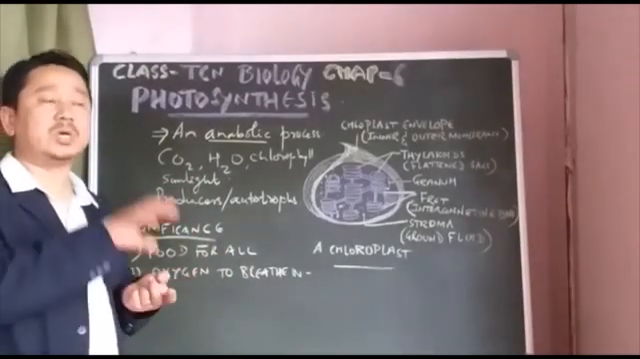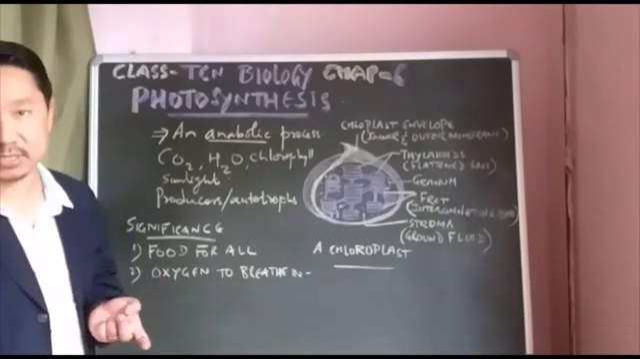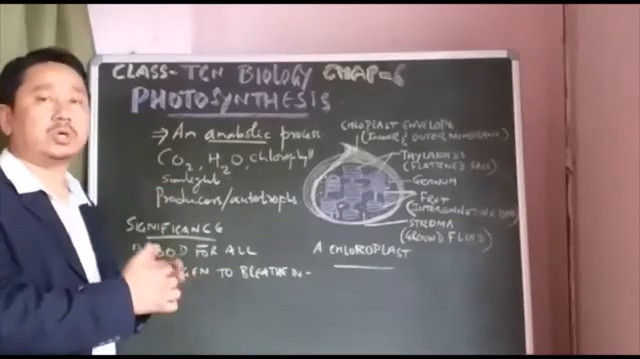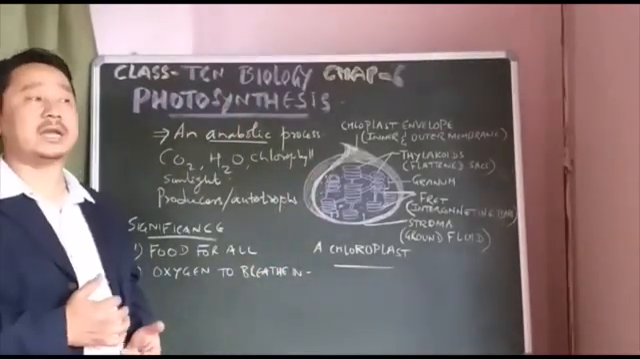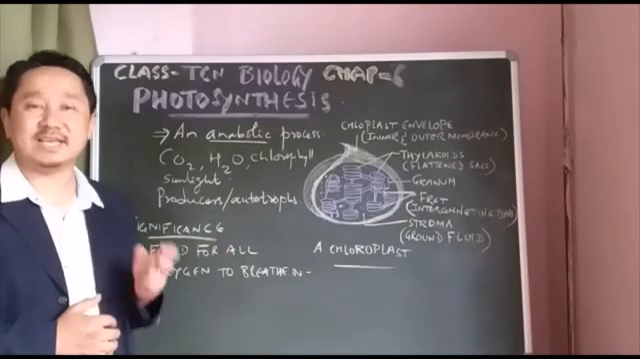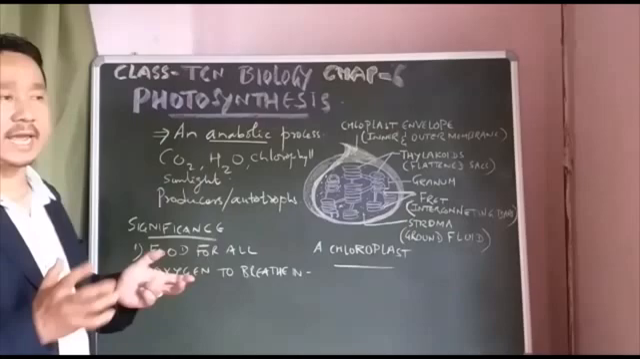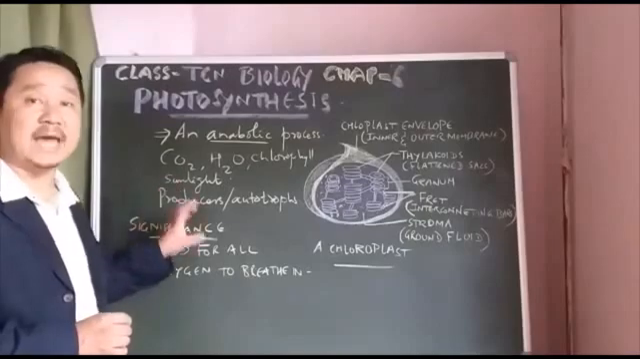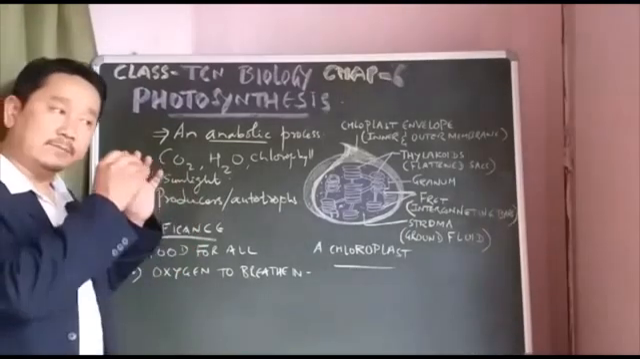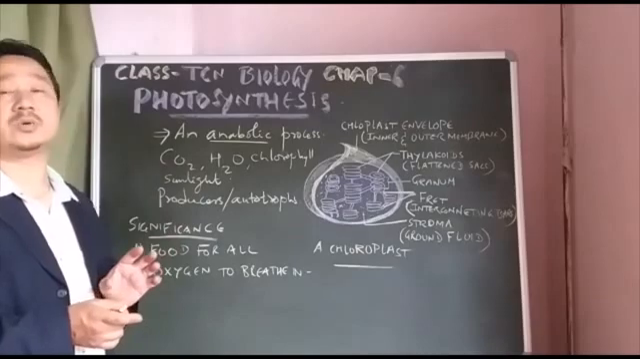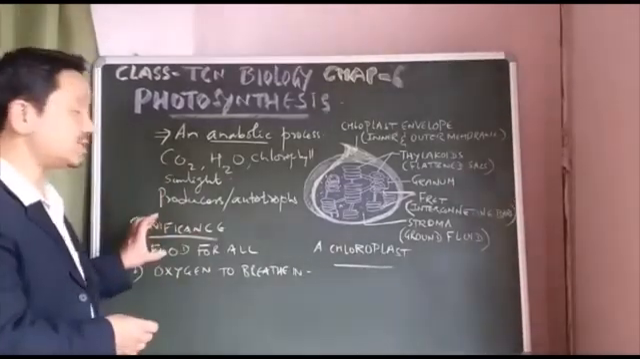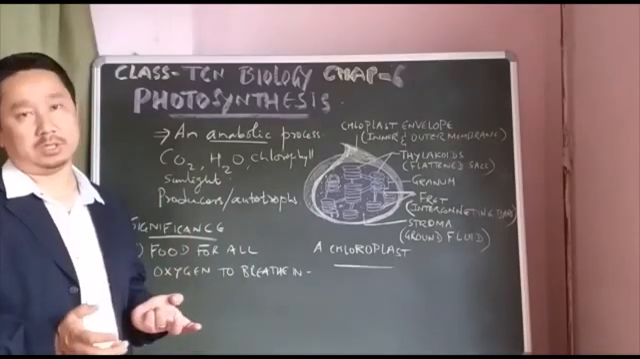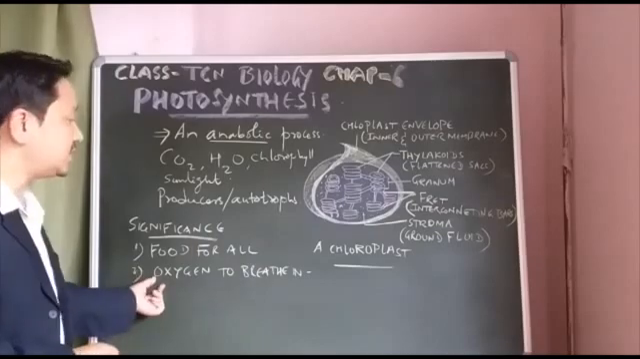Herbivores means all those plant-eating animals. Then from the plant-eating animals, the food goes to the carnivores, those flesh-eating animals. That means all living organisms are directly or indirectly dependent on plants for food, and plants prepare the food by the process called photosynthesis. So photosynthesis is the process by which food is manufactured for the whole living world.